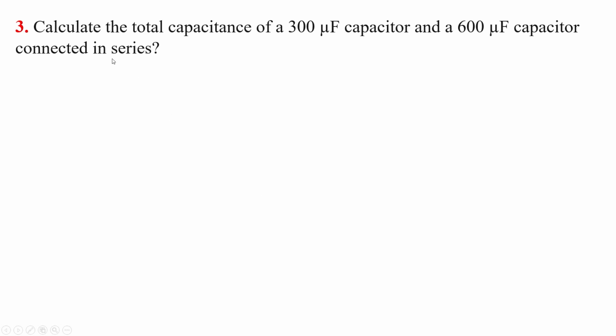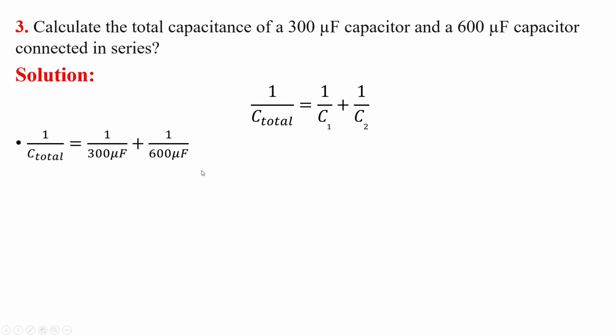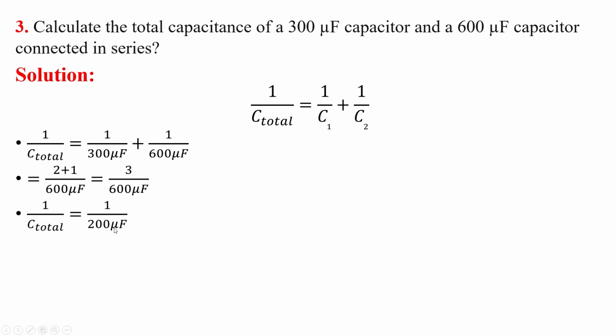Now let's do some questions. Calculate the total capacitance of a 300 microfarad capacitor and a 600 microfarad capacitor connected in series. Now we know that in order to find the total capacitance in a series combination, we can use this formula, and after putting the values in this equation, we get the final value to be 1 over 200. That is simply 200 microfarad.